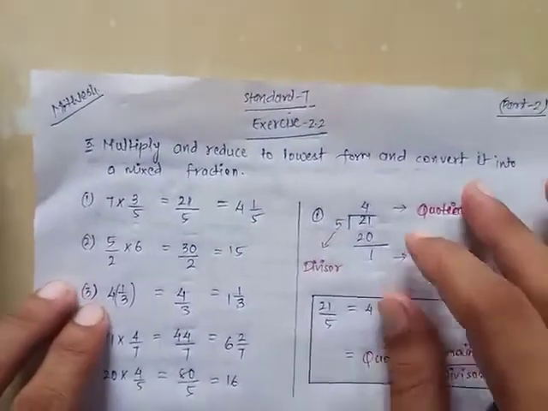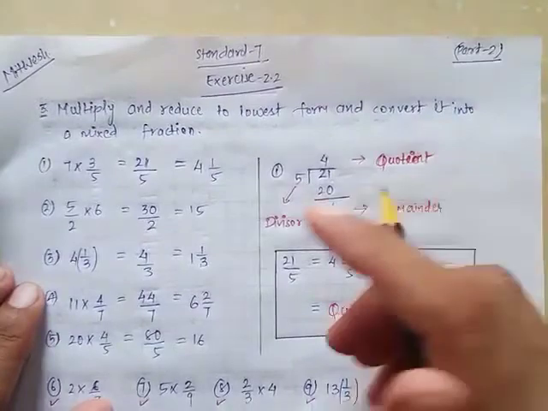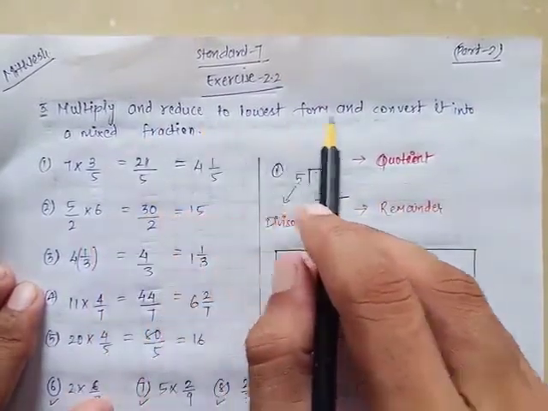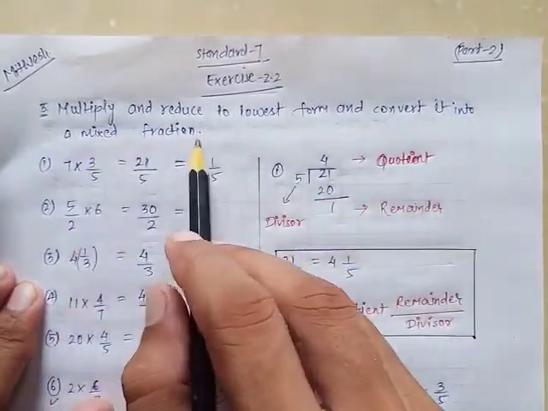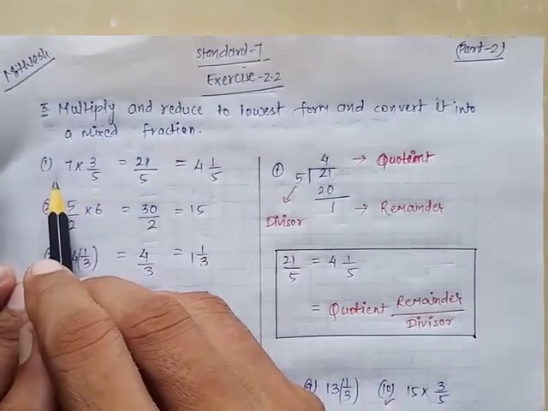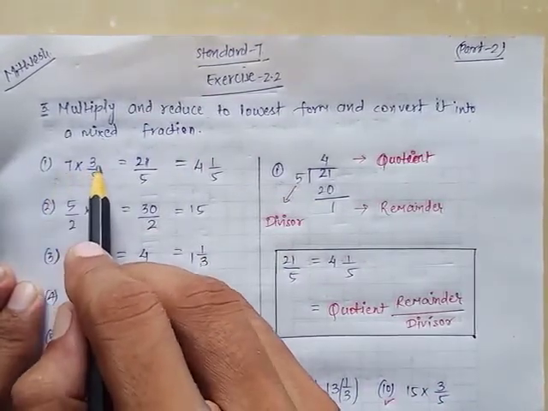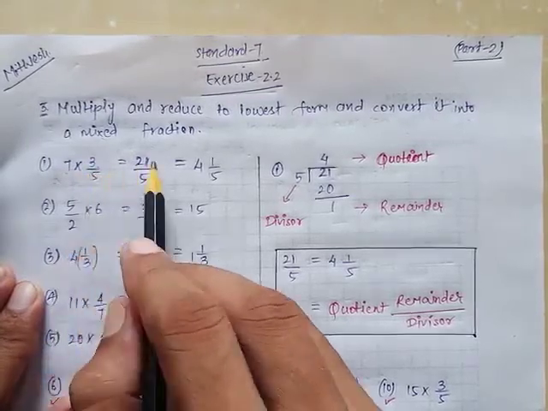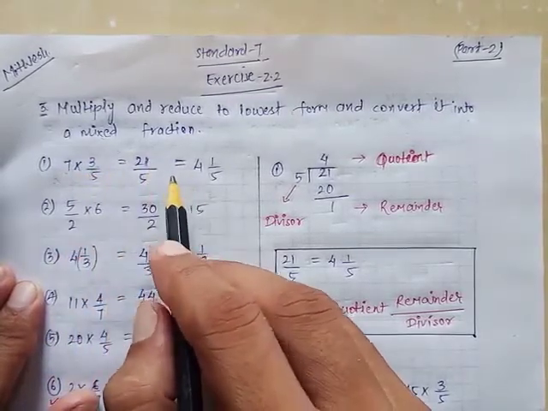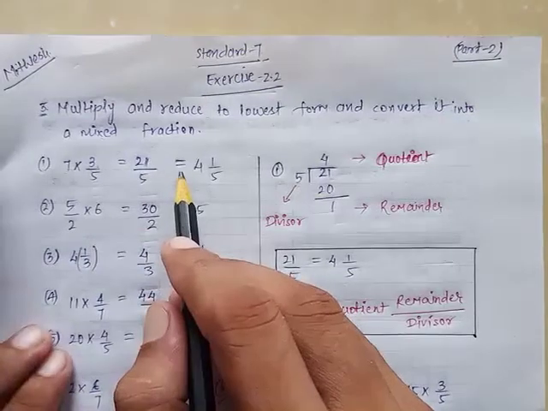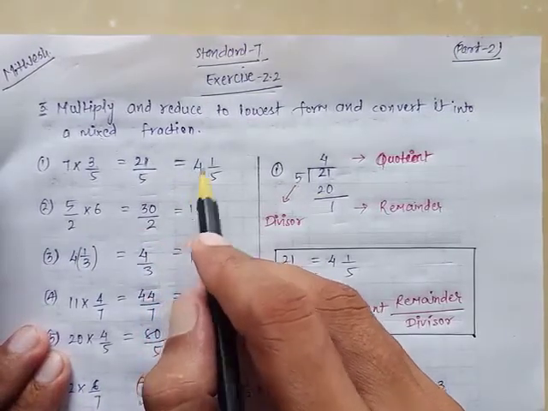So come to the next questions. Question number 3. Multiply and reduce to lowest form and convert it into a mixed fraction. So first question is 7 into 3 upon 5. Multiply this with the numerator part. This is 7 3s are 21 upon 5. When we convert it into a mixed fraction, we will write it as 4 integer 1 upon 5.